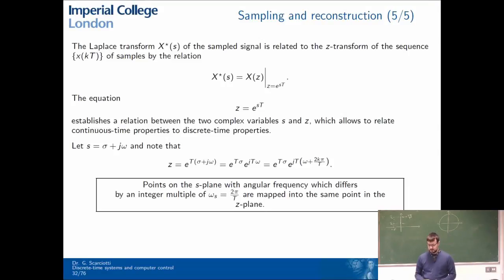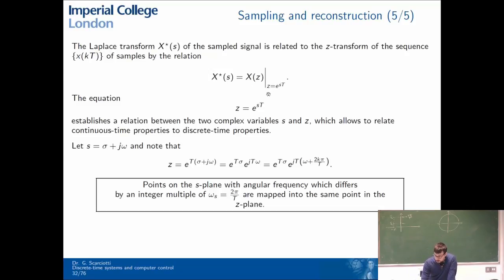In the last part of this lecture on sampling and reconstruction, we are going to cover a bit better the relation between x star of S and x of Z. So we have seen that there is a one-to-one relation established by replacing Z equal to e power st. However, while the relation between the functions is one-to-one, the relation between the points in one plane is not one-to-one with the points in the other plane.